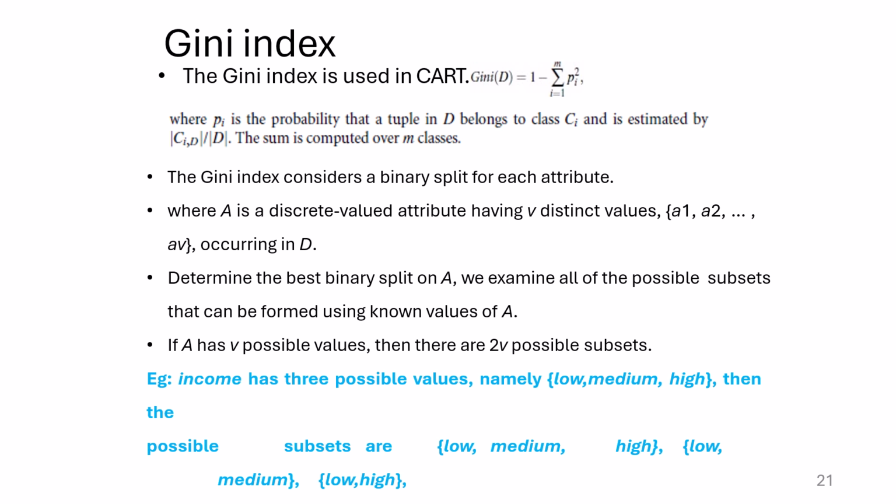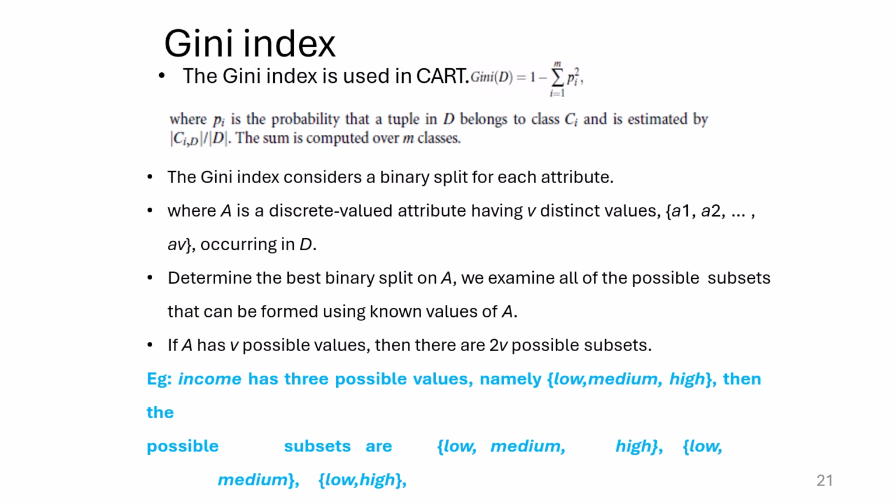The Gini index is used in CART, where pi is the probability that a tuple in D belongs to class Ci and is estimated by |Ci,D| divided by |D|. The sum is computed over the m number of classes.